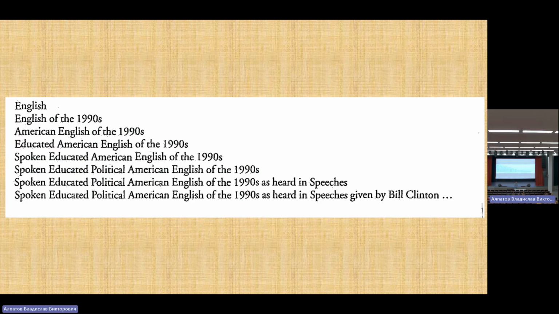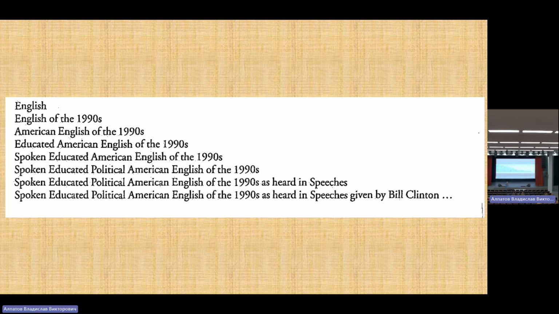Now, if we go, this is again from David Crystal. I'm abusing him, but I think everybody is. He's such a wonderful linguist and popularizer of science. Now, if we look at the various modes of existence of language, we go from the very general thing like English to more specific things like English of the 90s, American English of the 90s, educated American English of the 90s, spoken educated American English of the 90s.